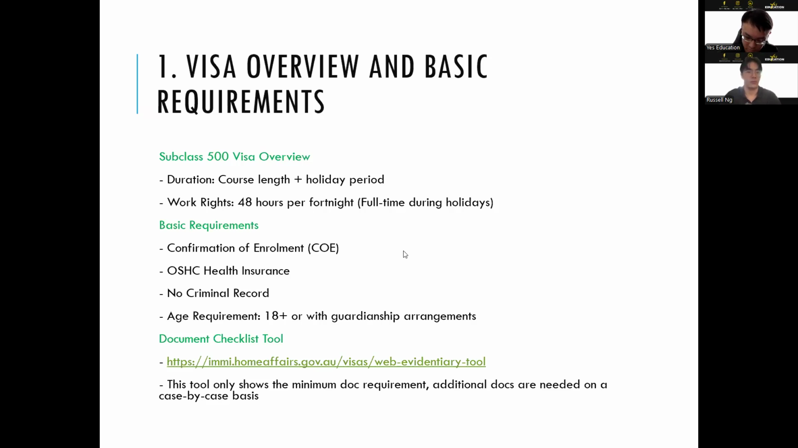And there are some basic requirements. First of all, the student has to have a confirmation of enrollment. That means he needs to satisfy all the academic requirements from the school, get the offer, and pay the tuition fee for the first year. Then the university will issue this document to the student as a key proof of the student's intention to study.